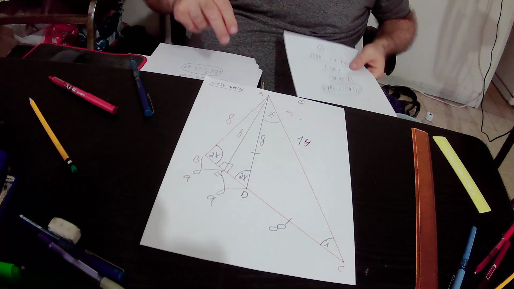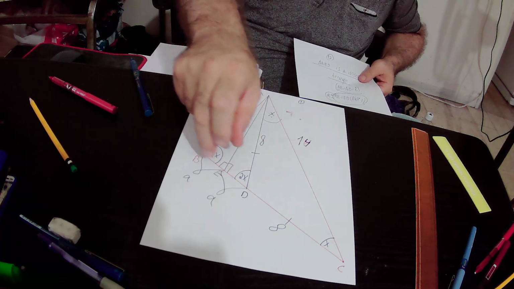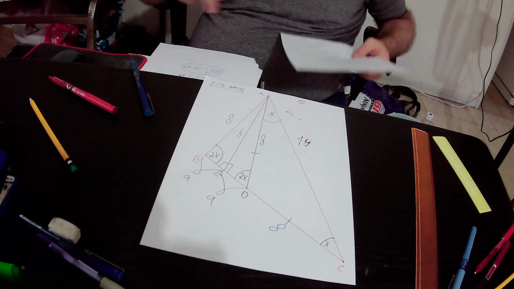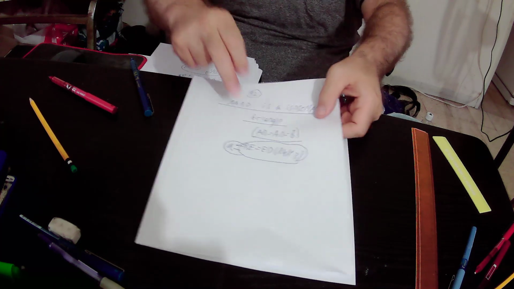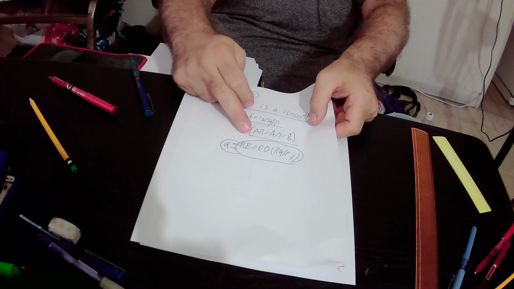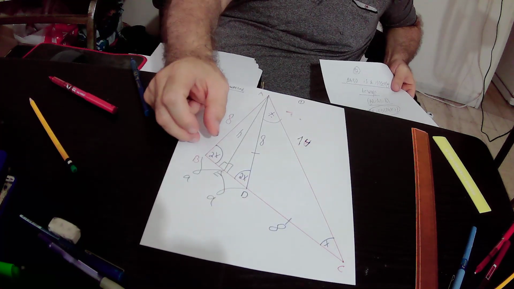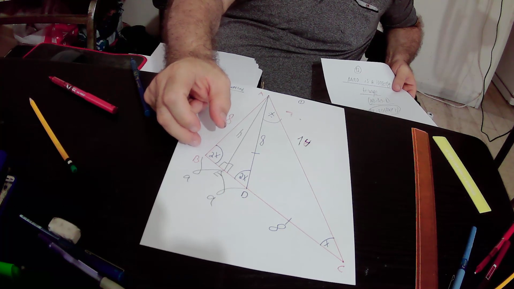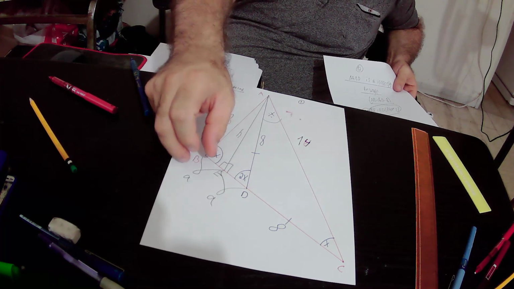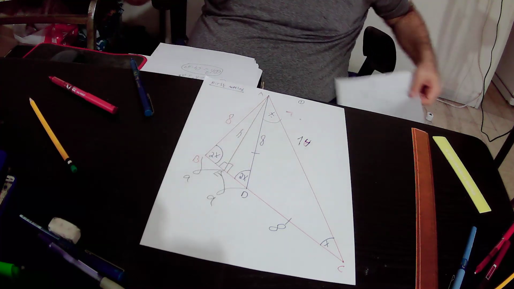So if we define BE as A, then ED, which equals BE, will also be equal to A. So actually we can conclude that BE equals A and ED also equals A.